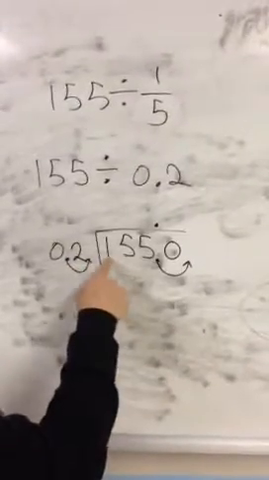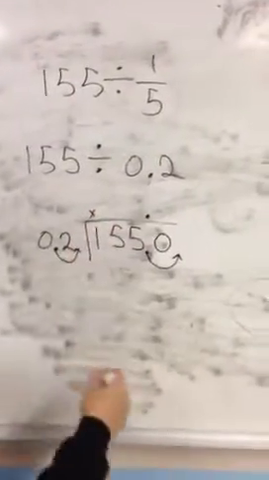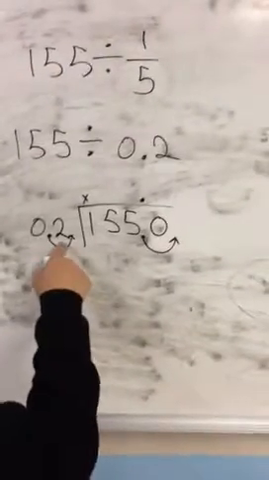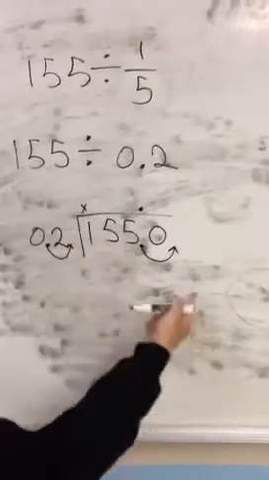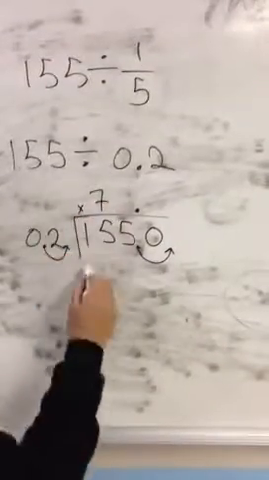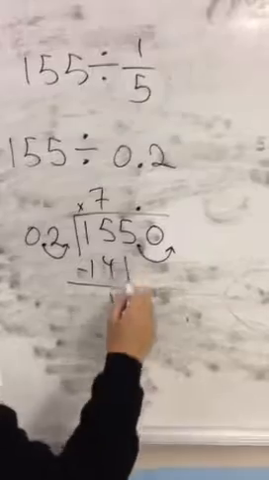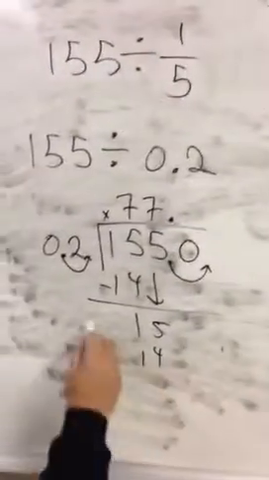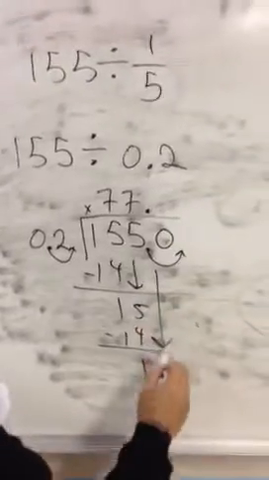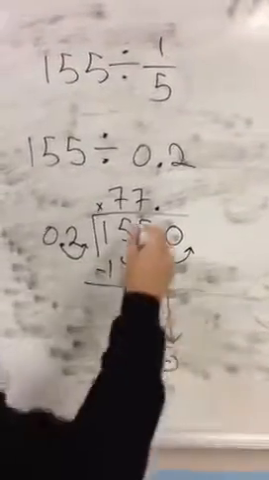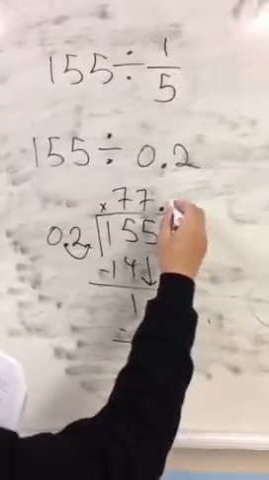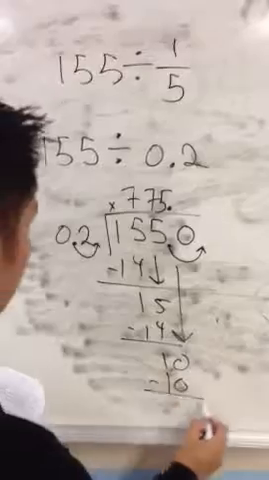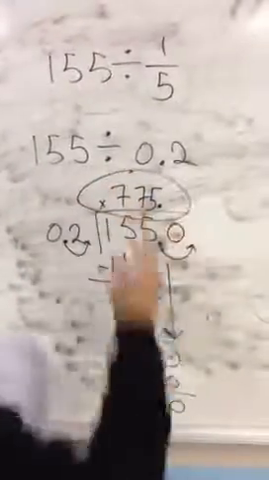2 goes into 1, well, it doesn't fit, so a student might put an X there. And then 2 can fit into 15 7 times. 7 times 2 is 14. 1, bring down the 5. 2 goes into 15 7 times. 7 times 2 is 14. Bring the 0 down. 2 goes into 10 5 times. And 5 times 2 is 10, and this is 0, so you get 775.